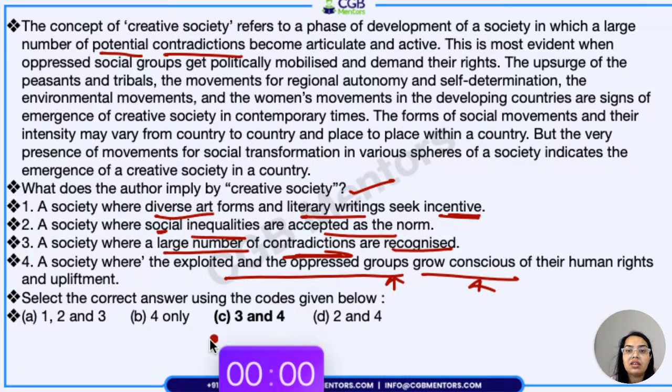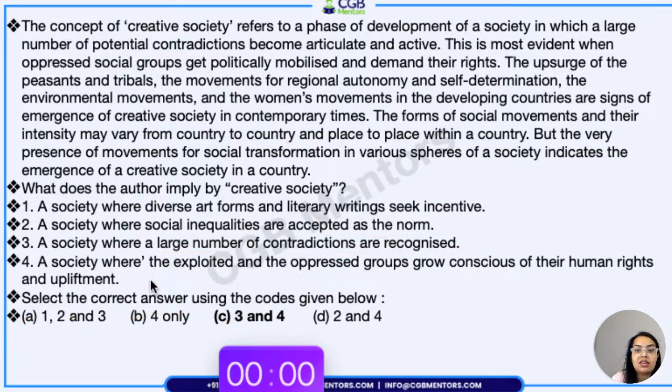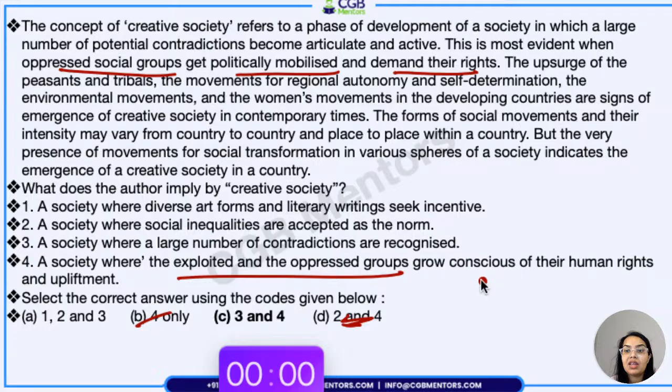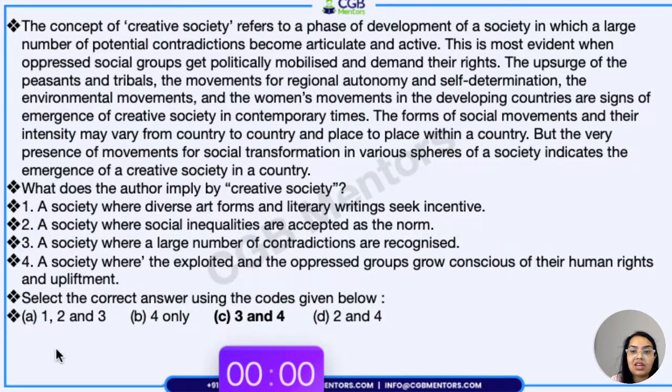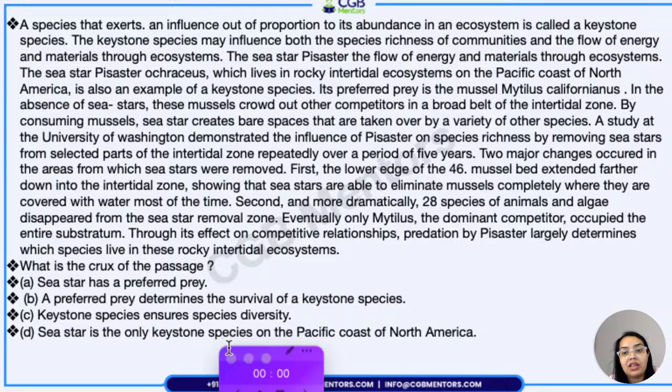Hence, we see that the third is the correct one. If the third is correct, then the first option is there, and the second and fourth options are gone. Now, the next one says, this is most evident when oppressed social groups get politically mobilized and demand their rights. So we do see a society where the exploited and oppressed groups grow conscious of their rights because they are getting politically mobilized and demanding their rights. So if the fourth is correct and the third is also correct, that definitely gives you an idea of option C, because we have to check all the options. We cannot just answer based on the one thing we felt is right.